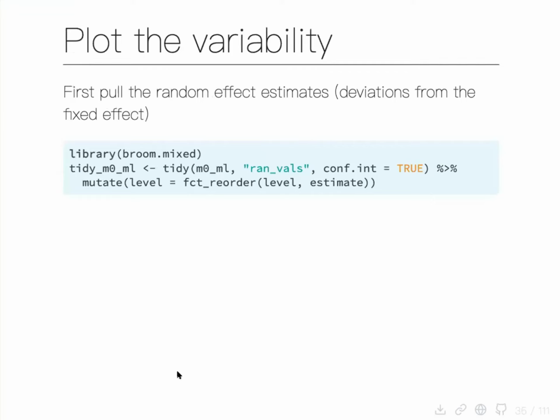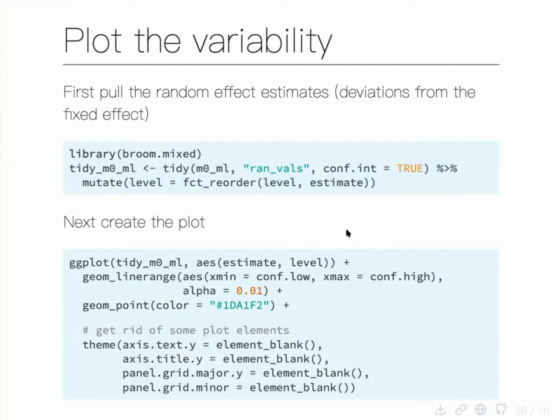We'll talk about plotting the variability once we get to the Bayesian part, then we'll take a break, okay? But I'm going to load broom.mixed so I can pull the random values. Then I'm going to tidy it, saying pull the random vals, give me the confidence intervals. And then I'm doing this mutate part just to change the level, so I'm saying reorder level according to the estimate. So it's just going to order them low to high.